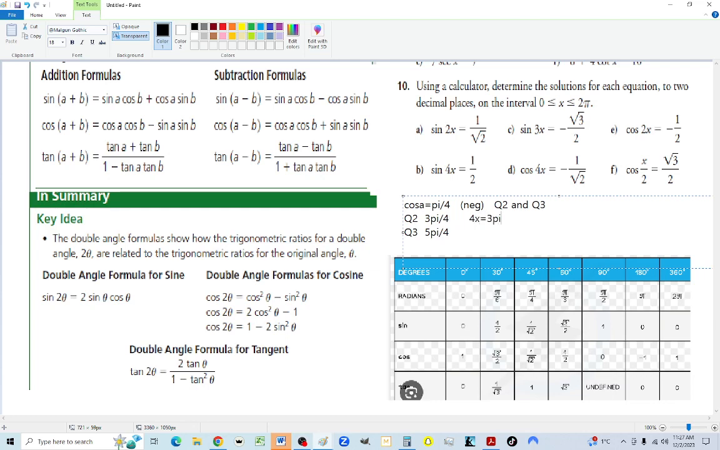4x is equal to 3 pi over 4. X is equal to 3 pi over 16. 4x is equal to 5 pi over 4. X is equal to 5 pi over 16.